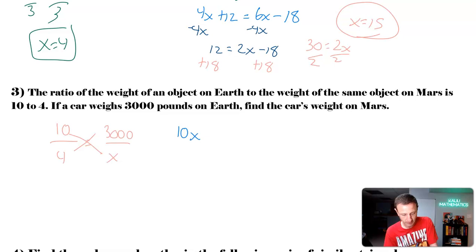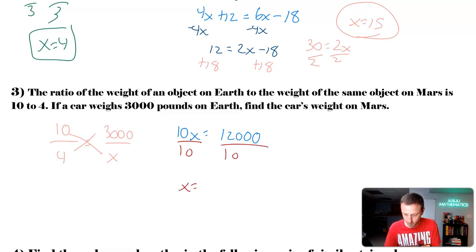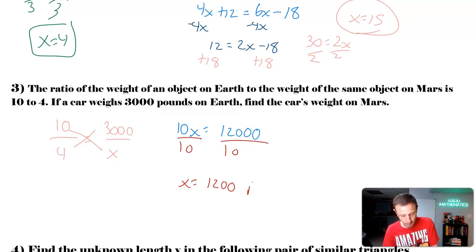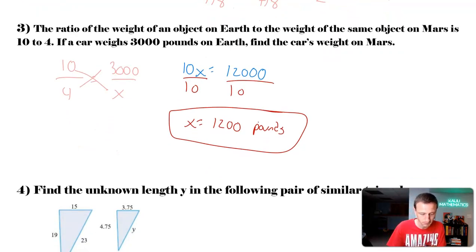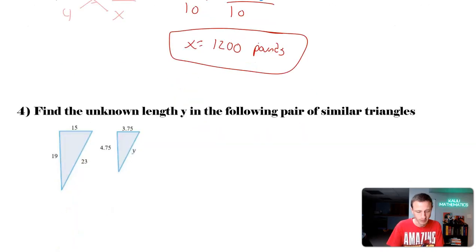So 10 times x is 10x equals 3,000 times 4, which is 12,000. Divide by 10, and we get 1,200. So x equals 1,200. So on Mars, the car will weigh 1,200 pounds. Alright, cool. So first one done.